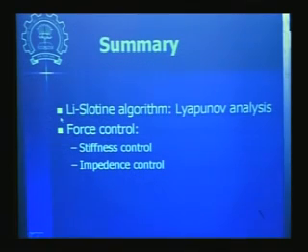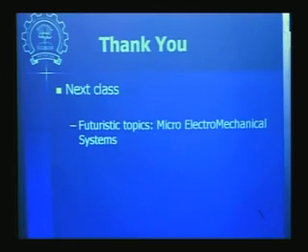So in summary, what we have seen today is basically the Lee and Slotine kind of control algorithm. We saw the Lyapunov analysis, how we can find out V, V dot, and conclude about the stability of the Lee and Slotine kind of controller. Then we moved to study a little bit about fundamentals of the stiffness control and impedance control for force control strategies. And in the next class, what we will see is more futuristic topics in robotics. We will study a little bit about microelectromechanical systems and how they are useful for robotic applications and futuristic robots.